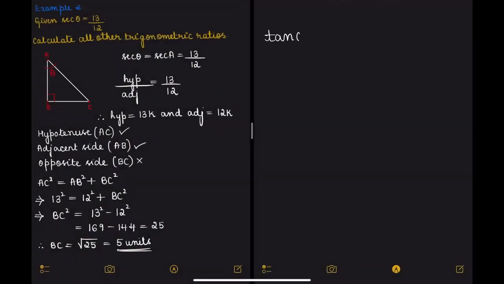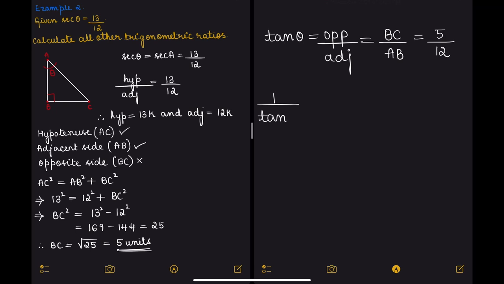Last but not the least, we have tan theta, which is defined as opposite side by adjacent side, which is nothing but BC by AB. Therefore, tan theta is equal to 5 by 12. And if I take the reciprocal of tan theta, it will be equal to adjacent side by opposite side. That is nothing but cot theta. Therefore, cot theta will be equal to 12 by 5. So, we were able to determine all 6 trigonometric ratios.